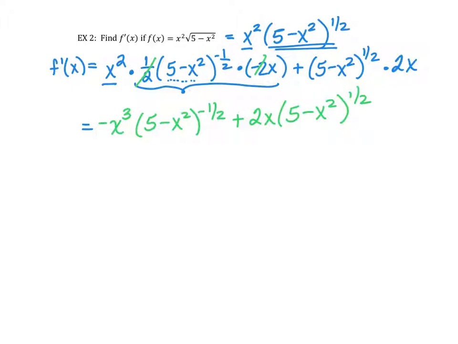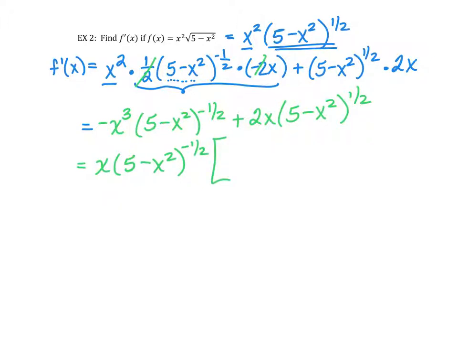Remember, pulling out what's common. So what's common? They both have an x. And some people go, well, do I factor out the negative or do I not factor out the negative? You can tell that at the end, so don't get too confused on whether you should factor out the negative or not. So I'm not going to. I'll factor out an x. They both have a 5 minus x squared, and what power do I take out? The lower one, so that's negative 1/2.